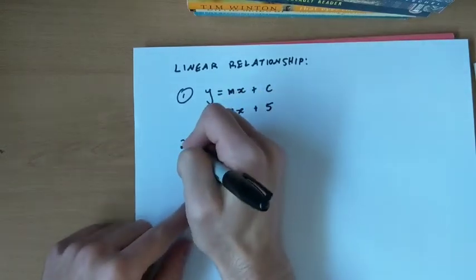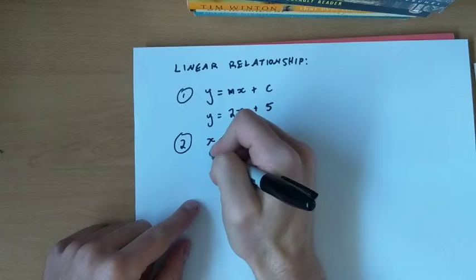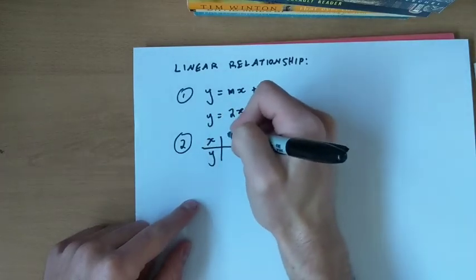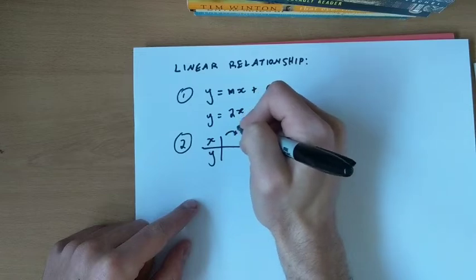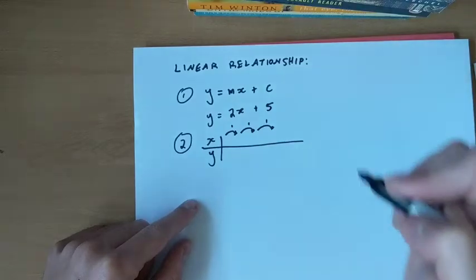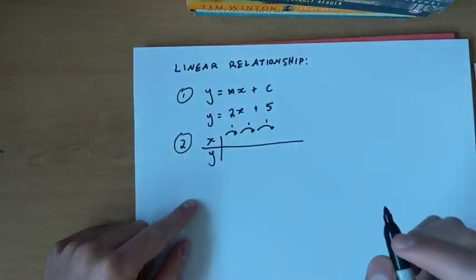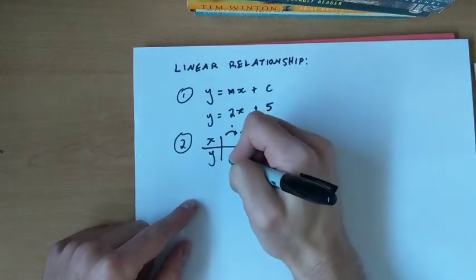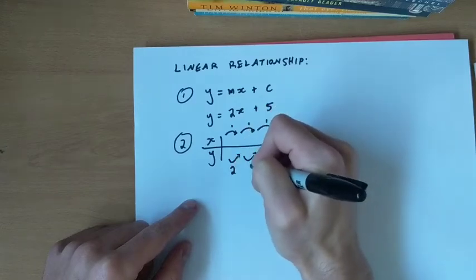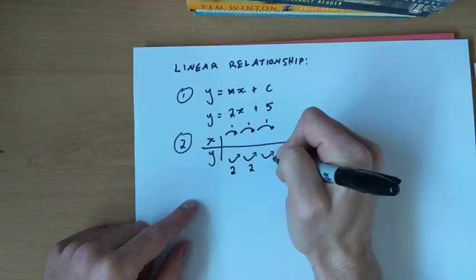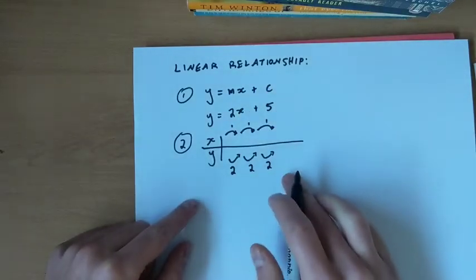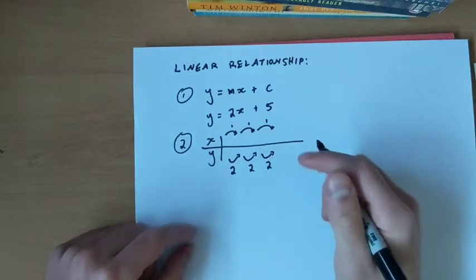The second way that we spoke about it was in terms of a table of values, where for every 1 that my x value increases, my y value increases by a set amount. So if my x value increases by 1, my y value might increase by 2. And if for every 1 that my x increases, my y increases by the same amount every time, then x and y are in a linear relationship.